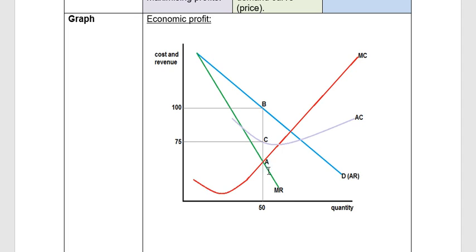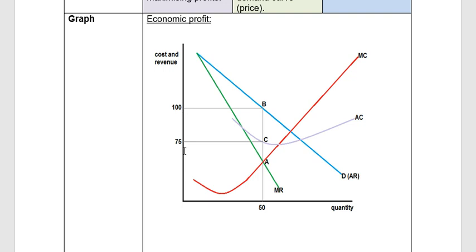So from my profit maximization, I go up. There's point C. Point C is on my average cost curve, so the value of my average cost is 75 Rand. And then if I continue to move upwards, point B is my point on my average revenue, my demand graph. The average revenue equals the price. So my average revenue is 100.